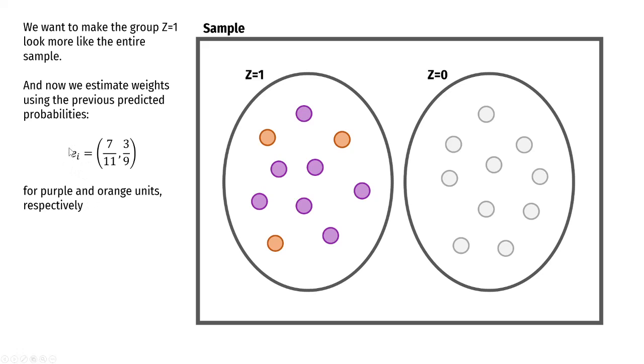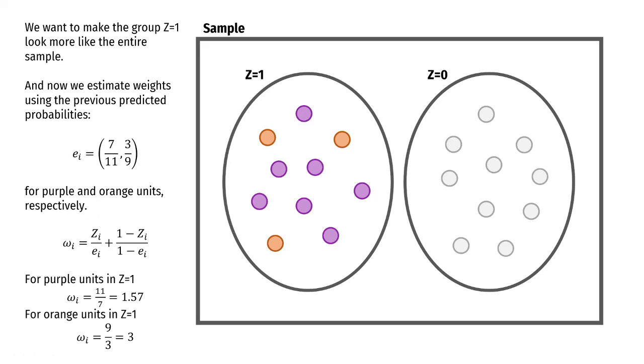So again, we would have these predicted probabilities that we're going to call e, okay? And it's going to be 7/11 in probability, which is roughly 1.6 for the purple units, and the predicted probabilities for the orange units are going to be 1/3. So what do we do with that to construct weights?